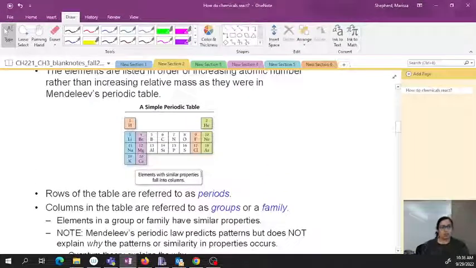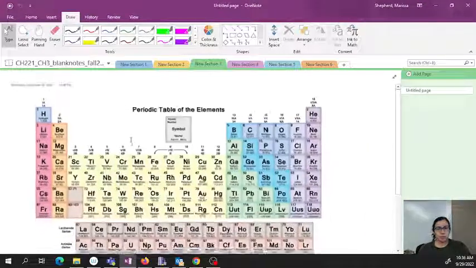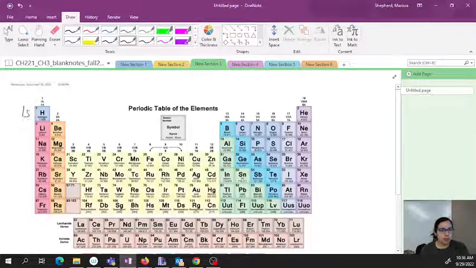And so those rows of the periodic table are referred to as periods. Each time you go to a new period, that's a new principal quantum level for electrons. So your first row just contains the first quantum level. So this has the s, so this is just the 1s.